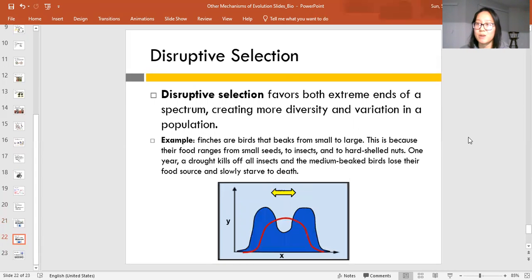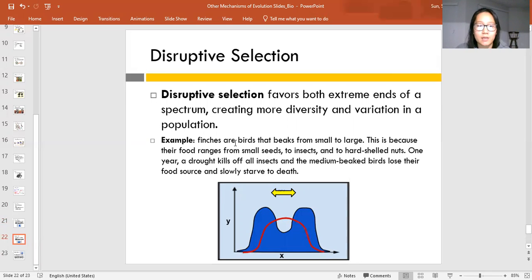We also have disruptive selection, right? The picture looks like a camel hump, right? Because it's disrupting that normal bell shape that we have right here. And it's changing it into this weird hump shape. So disruptive selection favors both extreme ends of a spectrum, creating more diversity and variation in a population.